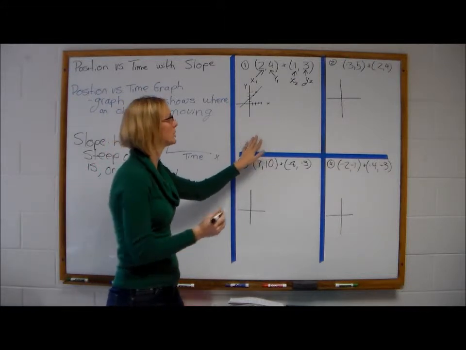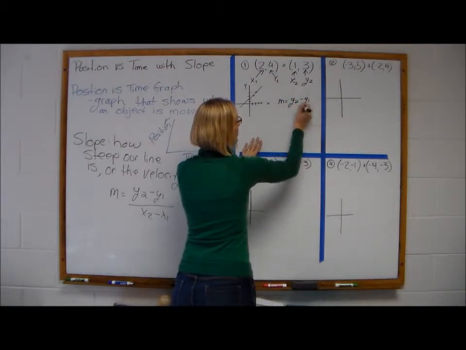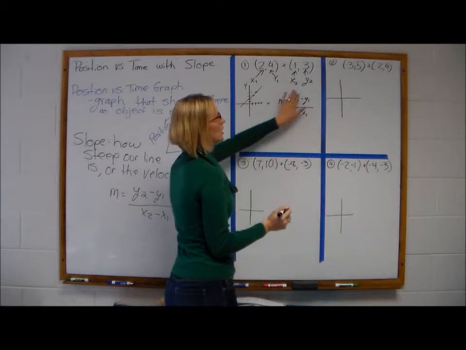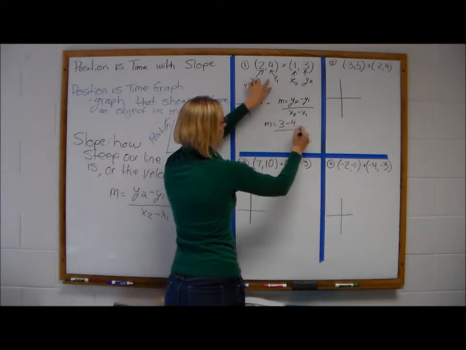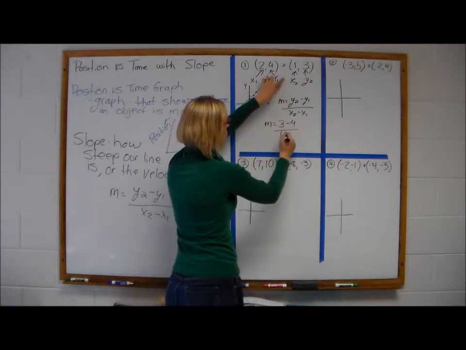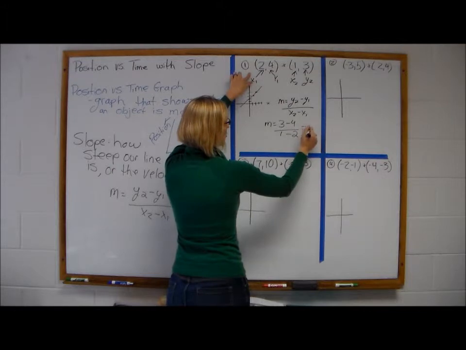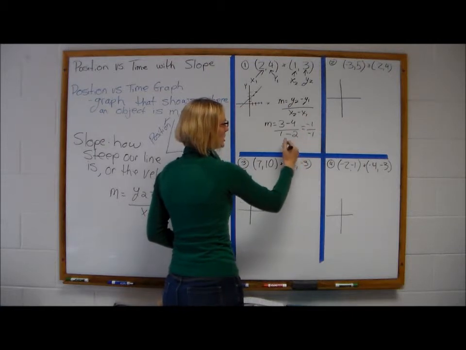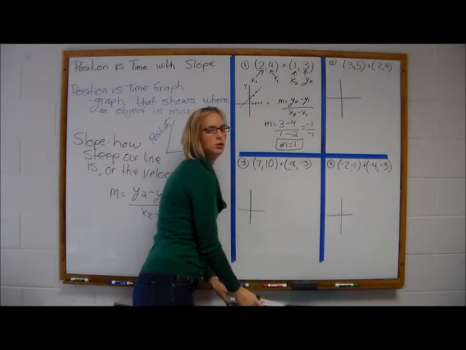Next, we're going to plug in our formula. So we know m equals y2 minus y1 divided by x2 minus x1. So we're going to plug in our numbers. So m equals, our y2 is 3, minus our y1, which is 4, divided by x2, which is 1, minus x1, that's 2. So we get 3 minus 4 is negative 1, 1 minus 2 is negative 1. Put it into your calculator, you get m equals 1. Okay? Make sure you circle your answer.